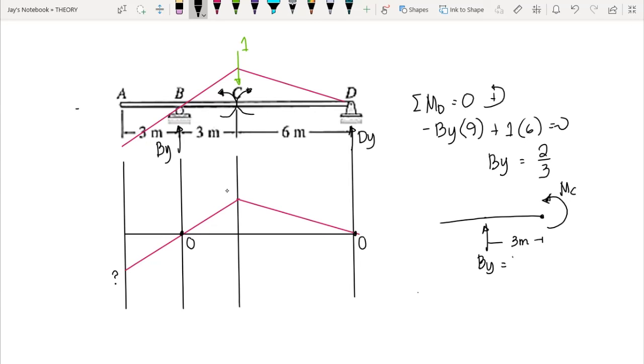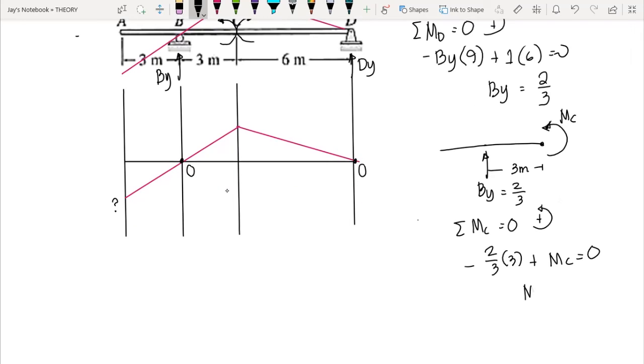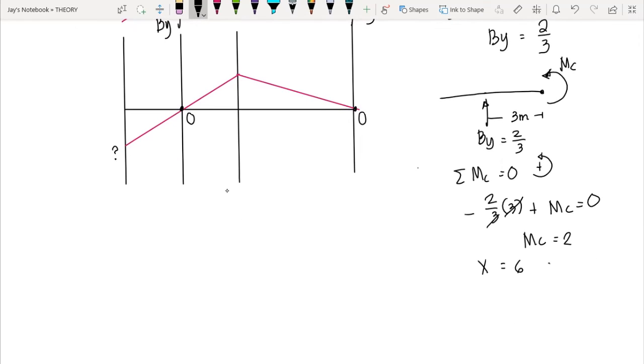So we know that by here is 2/3. We sum up moment at C equal to 0, counterclockwise positive. So we have 2/3 times 3. This one is negative because it rotates clockwise with respect to C, plus MC is equal to 0. So MC is equal to, we can cancel 3, MC is equal to 2. Therefore, when x is equal to 6, or when our 1 unit load is at point C, our MC is equal to 2. So that would also be the ordinate at point C.